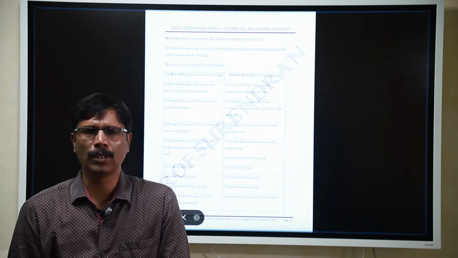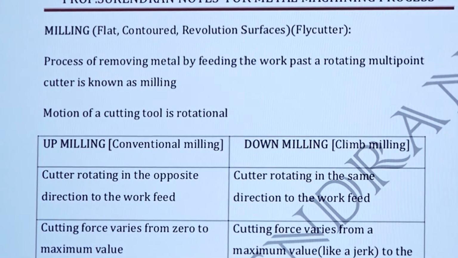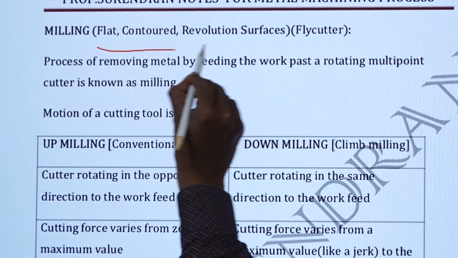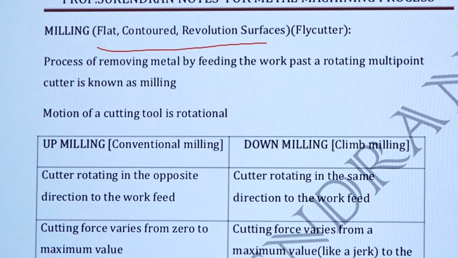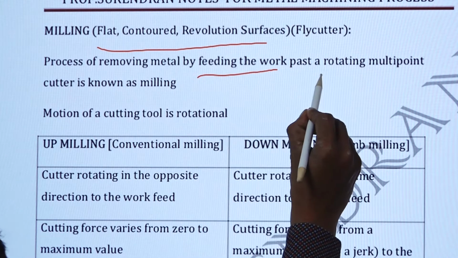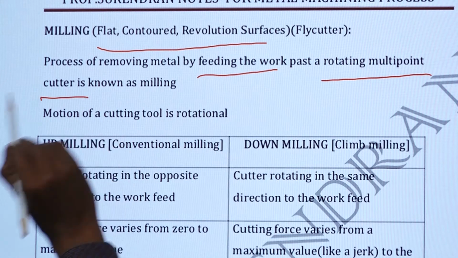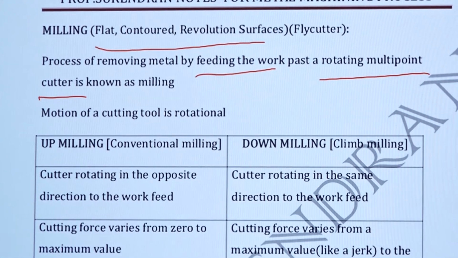Now we are going to proceed with the milling operations. What do you mean by milling? Milling uses a multi-point cutting tool. It can be used for flat, contoured and revolution surfaces. Milling is the process of removing metal by feeding the work against a rotating multi-point cutter. Here the cutter is a rotating multi-point cutter.